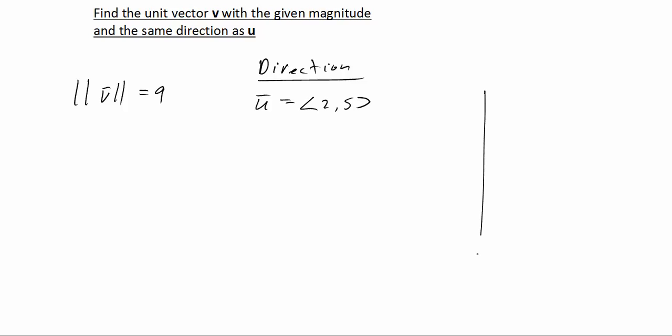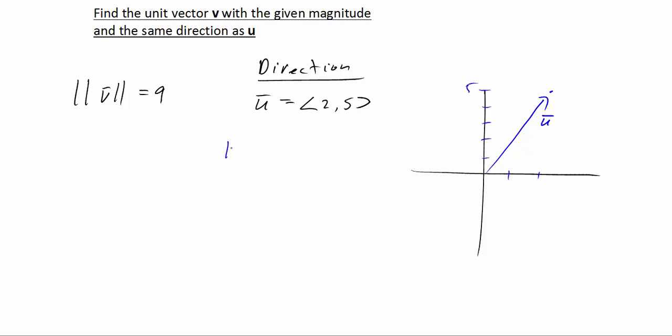So what that means is we have our vector which is located at over 2 and up 5. Okay, so this is our given vector u. This is the direction we want to go, and for this problem, we're not necessarily looking for the unit vector. We want to find the vector that has a magnitude of 9 that goes in this same direction. So the first thing is we need to figure out what magnitude this vector u already has.